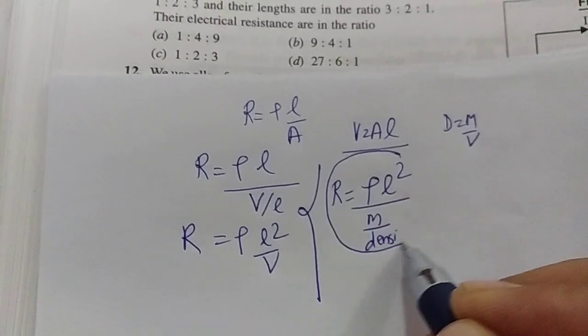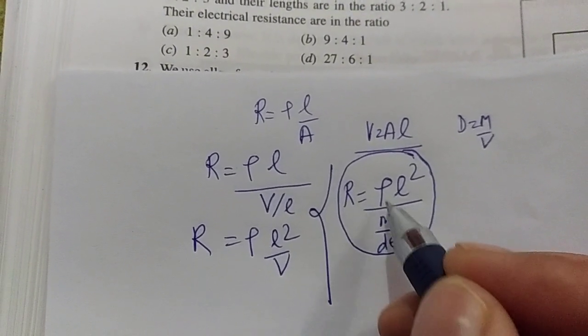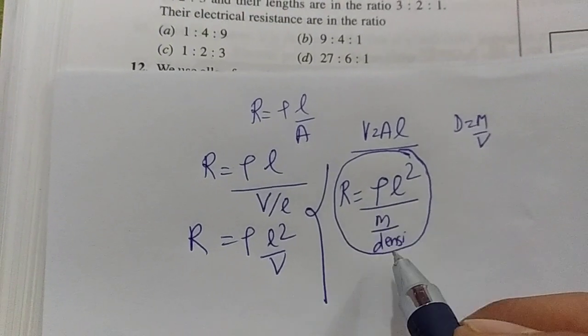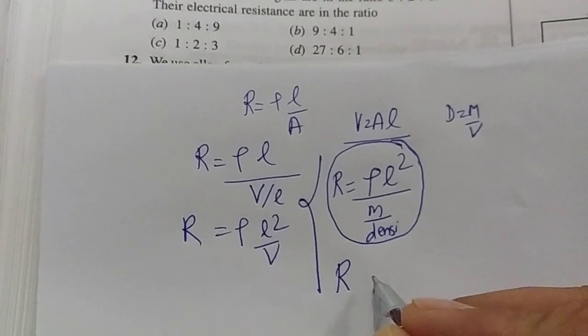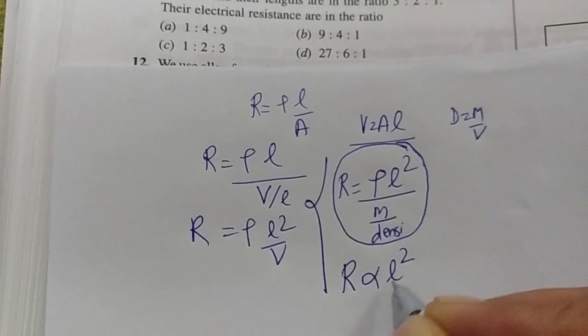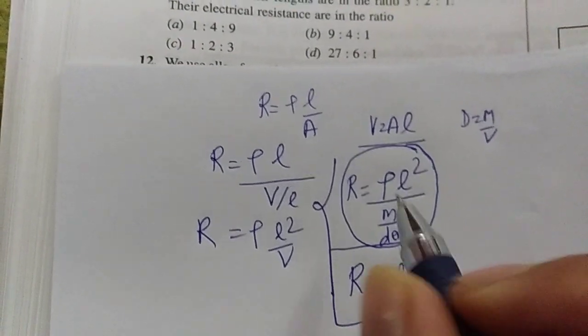So as you can see, we have the relationship for resistance in terms of mass, in terms of length, and in terms of rho and density. As rho and density are constants, we can say that resistance is proportional to L square upon mass.